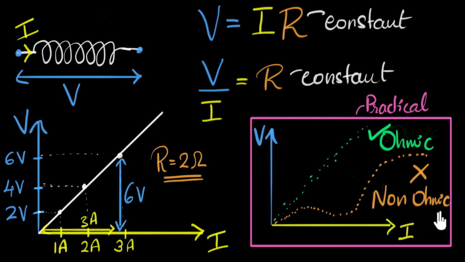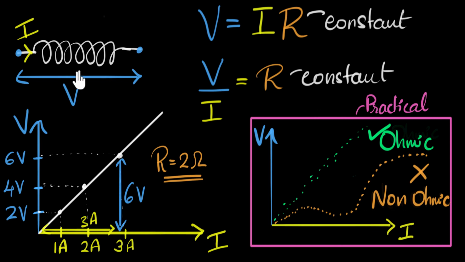An example of a non-ohmic material would be semiconductors. So anything which is made of semiconductor is a non-ohmic device. An example of that are LED bulbs, which are pretty popular today. LED bulbs do not obey Ohm's law. They are non-ohmic devices.